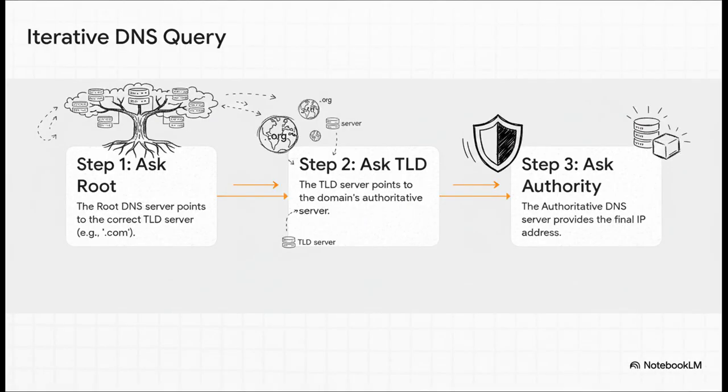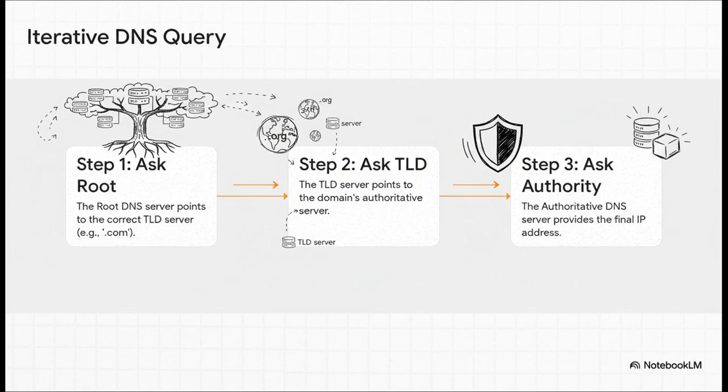So this whole process of asking for directions, it's simple, but it's brilliant, and it happens in three main steps. First, your local server pings a root DNS server. Now, the root server doesn't know the exact address, but it knows who to ask next. So it points you to the right top-level domain server, the server for .com or .edu.